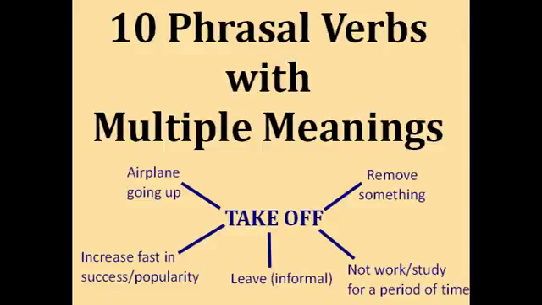Today I'll be teaching you 10 phrasal verbs with multiple meanings. Now, to refresh your memory, a phrasal verb is a 2 or 3 word verb with a main verb and a preposition, like the example in the picture, take off. Now, phrasal verbs are very similar to each other. For example, we have take off, take out, take on, take over, take up, and all of these are different. And also, one phrasal verb can have multiple meanings.